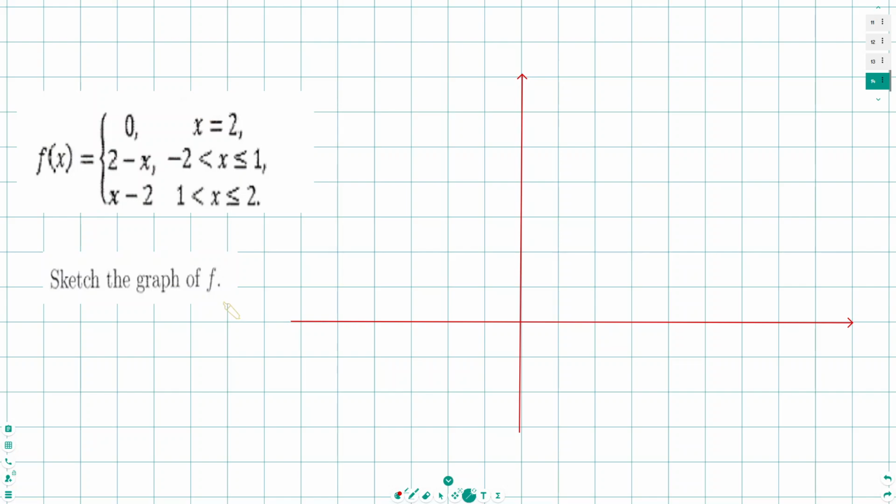Hello everyone. On this lesson, I'm going to show how to sketch this type of functions where you have three different domains and three different functions. We start by identifying the domains. First domain is x equals 2 and the value of the function is 0. So this is just 1 point. So this is the point 2 on the horizontal axis.